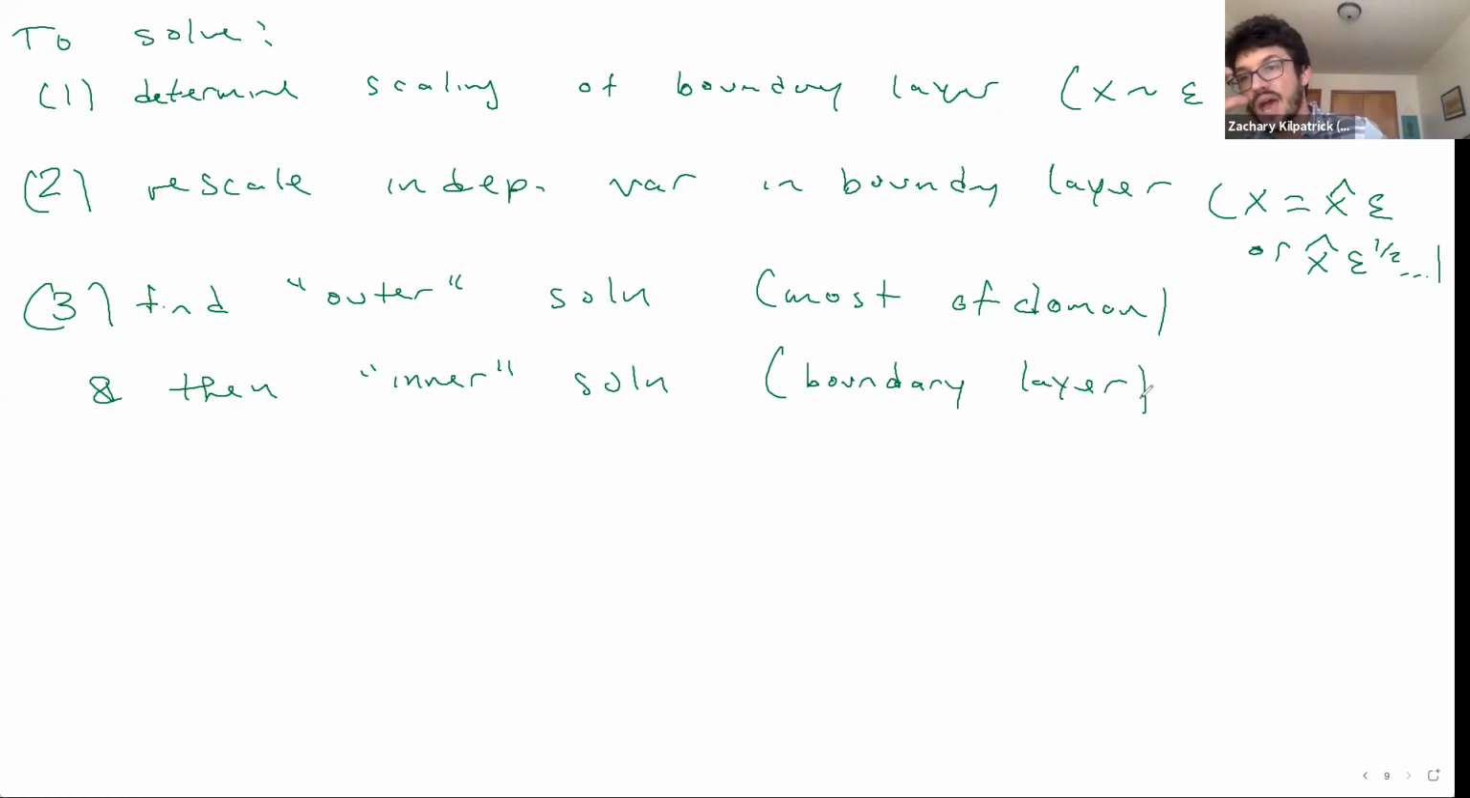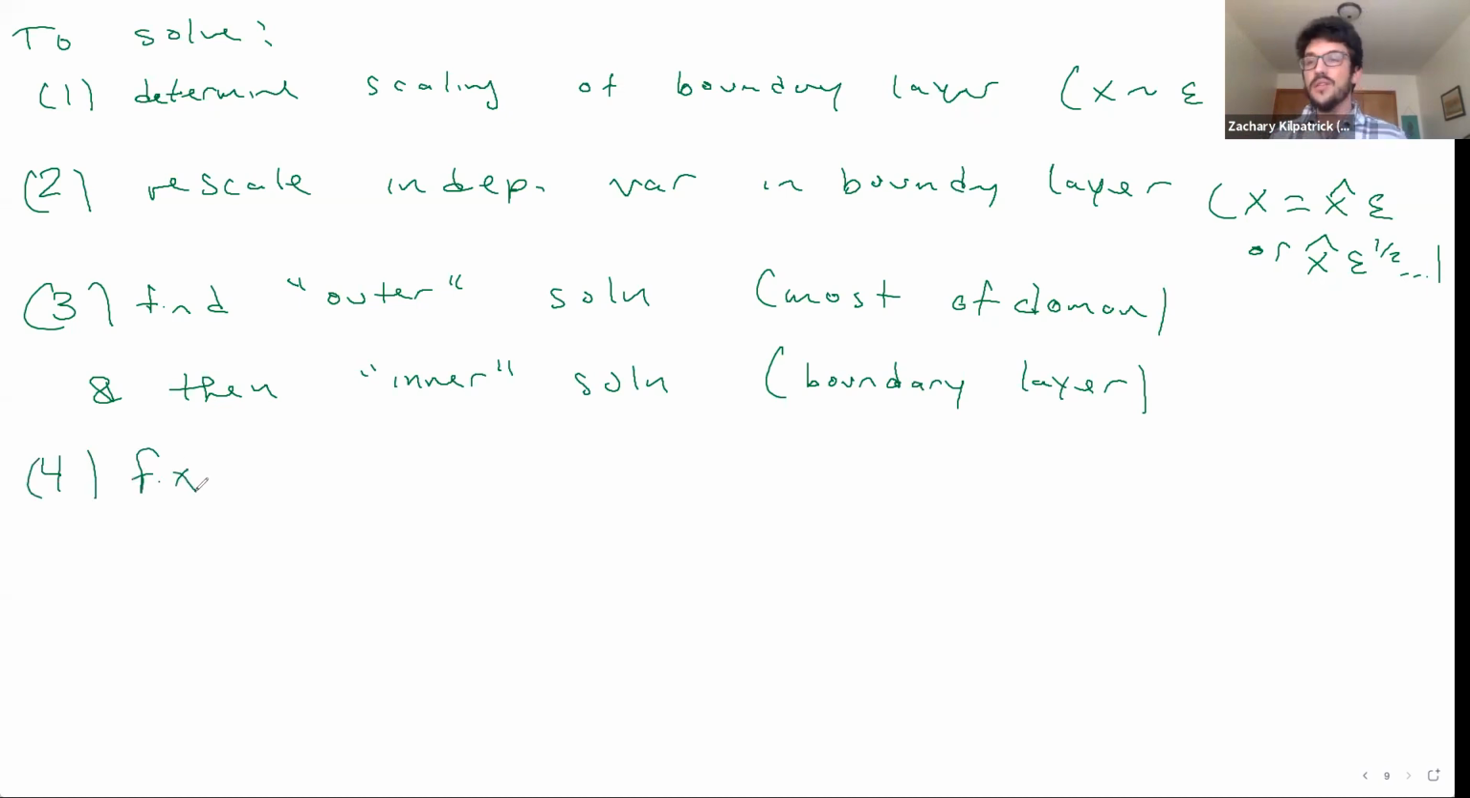Now, it doesn't always happen on the boundaries, and it isn't always necessarily the function itself. It could be the function's derivative, in which case you might have an interior layer, you might have what's called a corner layer, and we'll look at those in future lectures as well.